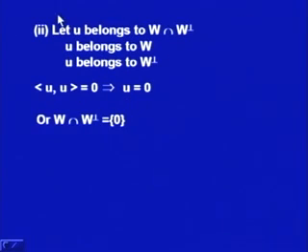To prove the second property, let u belong to the intersection of W and W perpendicular. That means u belongs to W as well as to W perpendicular. Since the vectors of W and W perpendicular are orthogonal, if we take a vector from W and a vector from W perpendicular, their inner product will be 0. So, we take u from W and u from W perpendicular. The inner product of u with u is 0, and that happens only when u is equal to 0. So, if u belongs to the intersection of W and W perpendicular, then that vector has to be 0. That simply means the intersection of W and W perpendicular is nothing but the 0 vector.